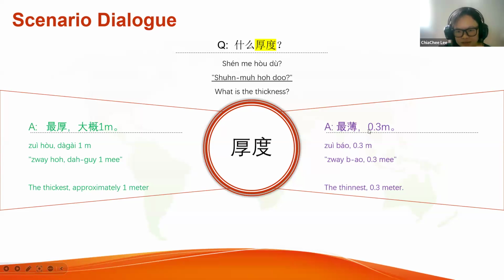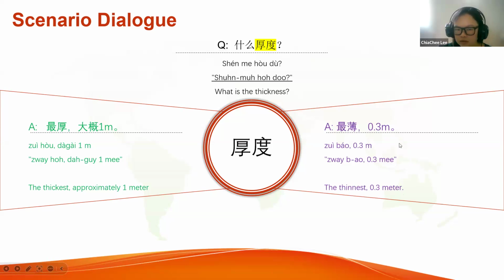Or we can see the thinness 最薄, can identify the zero here is 0. The point itself is 点 0.3m. 0.3 meter 最薄. Okay, so when we're checking on 什么厚度 can say 最厚大概1m, the thickest approximately 1 meter, or the thinness 0.3 meter 最薄0.3m.